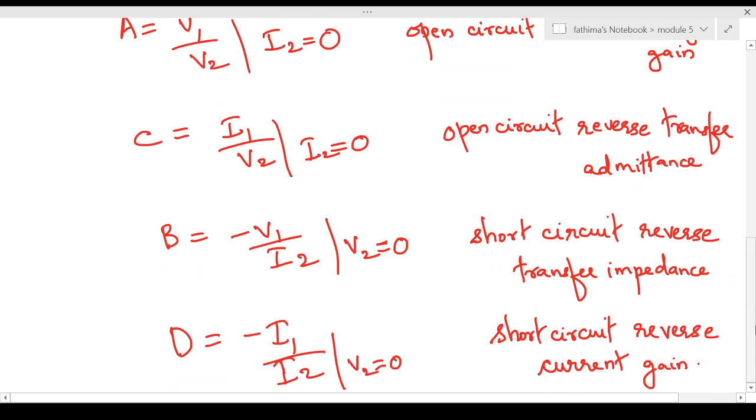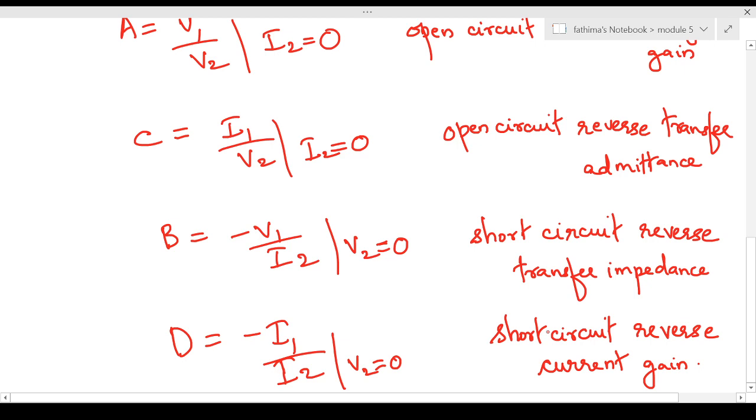Next is B. B is the ratio of V1 by I2, so this is the impedance, as V by I is the impedance, and it is the ratio of voltage at the input to current at the output, so it is the transfer impedance, and it is the reverse transfer impedance. And since V2 is equal to 0, it is the short circuit reverse transfer impedance. And D is minus I1 by I2, so it is the current gain, and it is the ratio of input to output, so it is the reverse current gain. And since V2 is equal to 0, it is the short circuit reverse current gain.